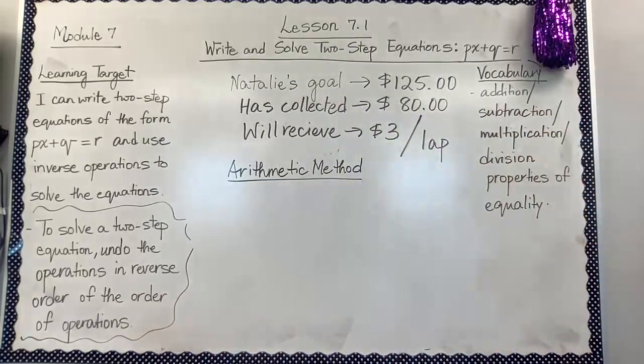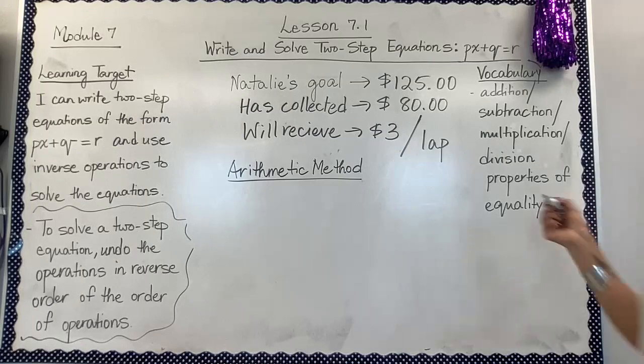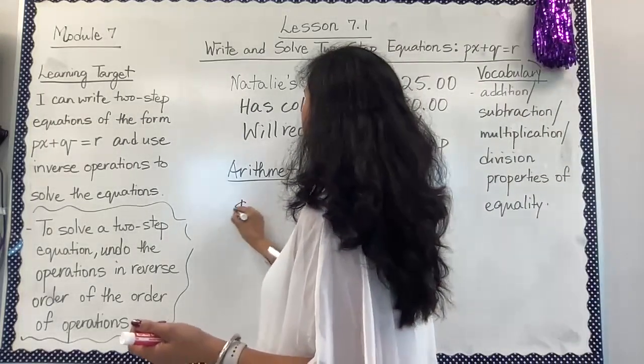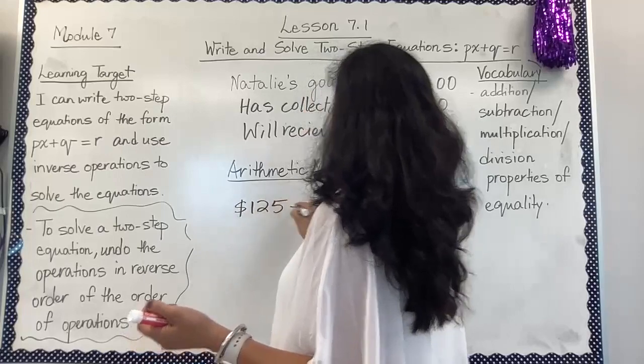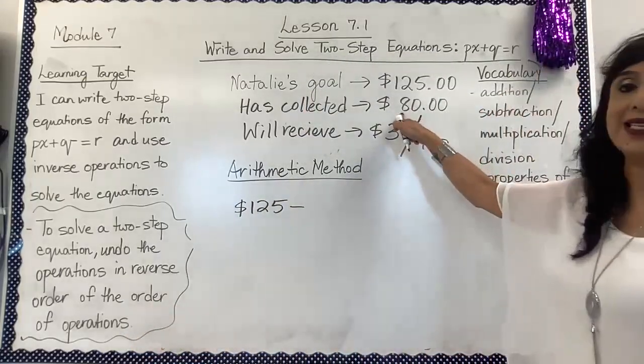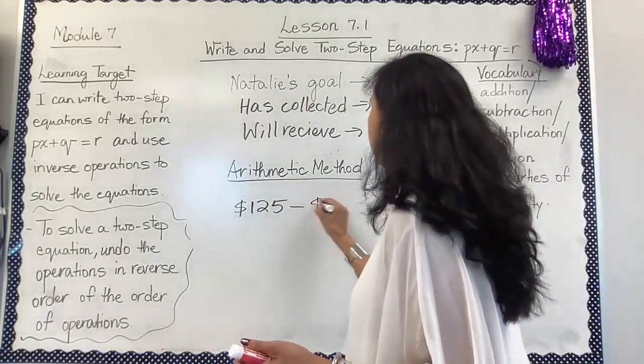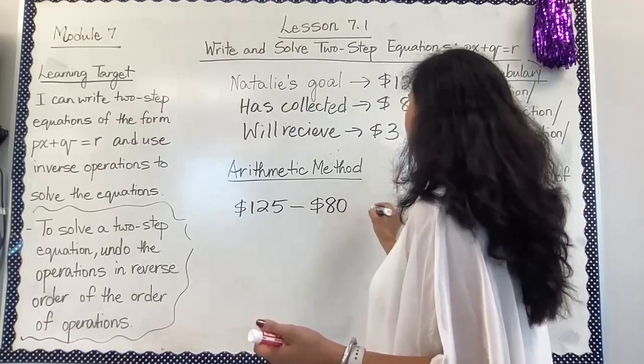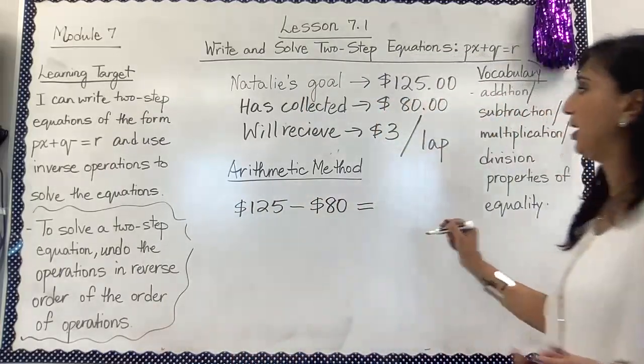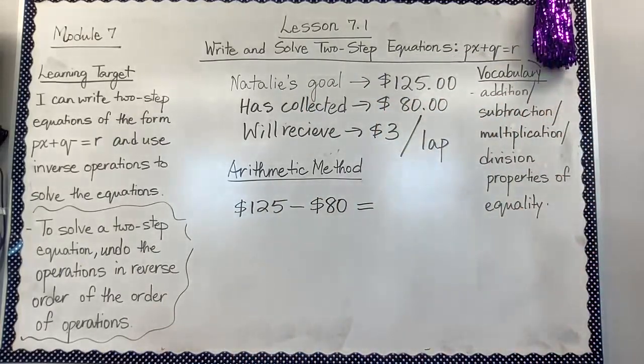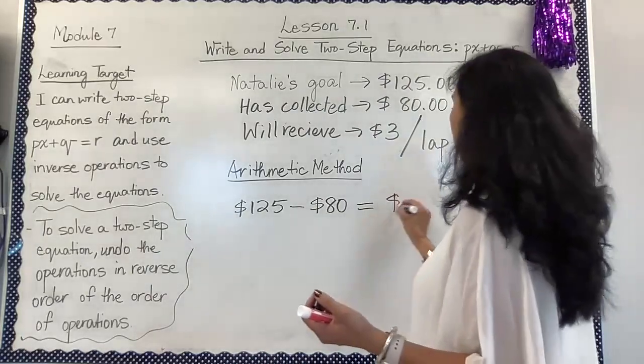All right, so we are just going to say the amount Natalie still needs to reach her goal. This can be represented by the following equation. We can say $125 minus, because she already has collected $80, so minus $80. This is going to give me 125 minus 80 gives me $45.